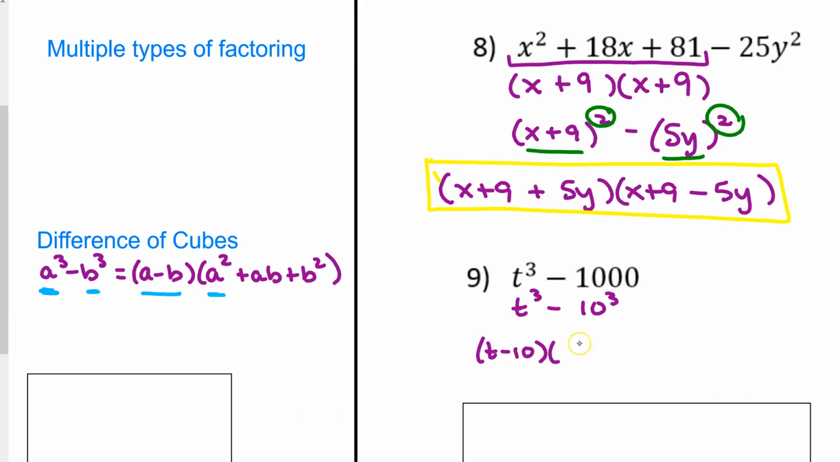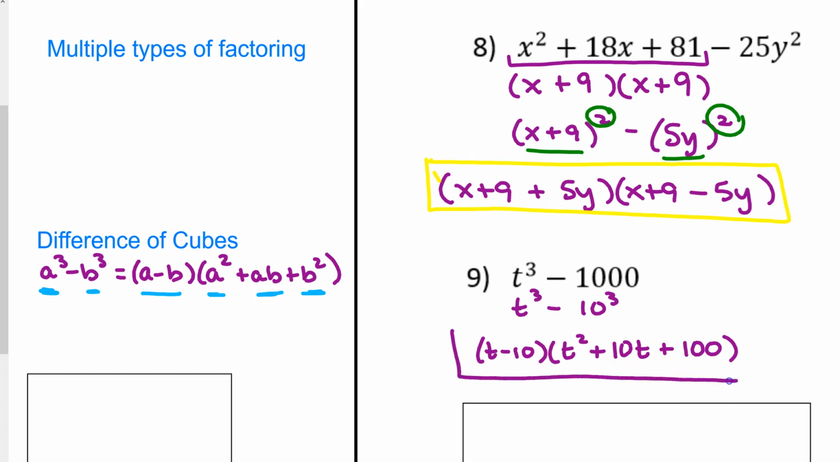That's going to be t squared. Then we see a plus, and then we have ab, so that's going to be 10 times t. And then we have a plus, and then we have b squared, so that's going to be 10 squared, and that's 100. So that one is now factored. Now you can look at the quadratic factor there, and you could try to factor that further, but it's not going to factor further.